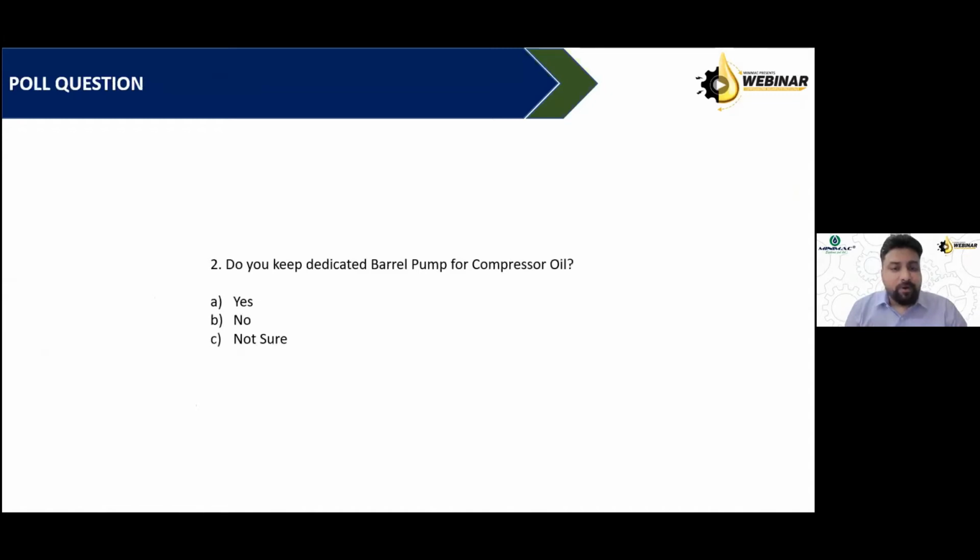So there's time for the next poll question. I would like to know from the audience, do you keep a barrel pump for the compressor oil? So there's the poll option for you guys. Probably you would be handling a lot of lubricants in your plant. So do you actually keep a barrel pump specially for the compressor oil? Or do you use the same barrel pump which you have been using for all the other lubricants? So kindly be honest in your responses.